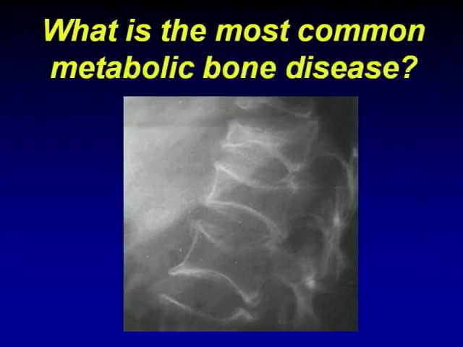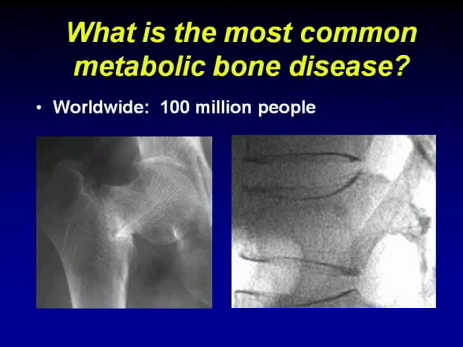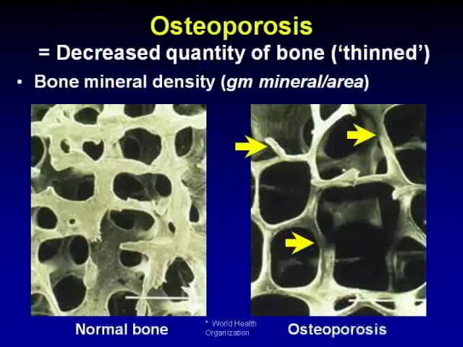What's the most common metabolic bone disease? Well, any educated person should know this one. Worldwide, affecting 100 million people, often resulting in fractures of the proximal femur and the spine. Of course, it's osteoporosis. It may be defined in various ways. One definition is that there's decreased quantity of bone, thin trabeculae shown on the right. It also can be defined quantitatively as decreased bone mineral density, measured as grams of mineral per unit area.